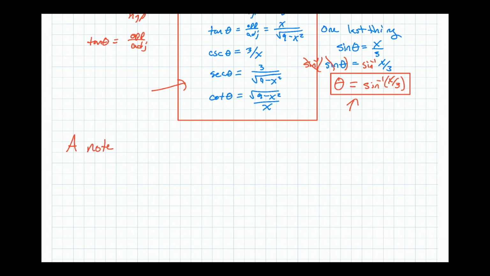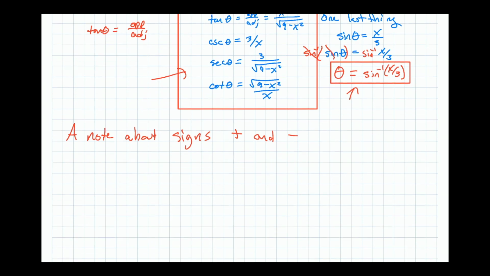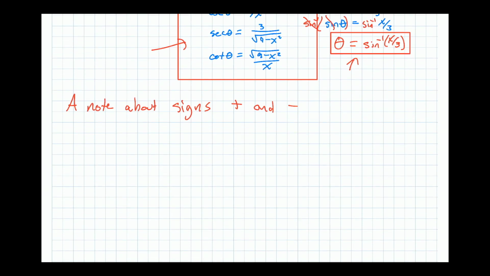Now, the next thing I want to mention is a note about signs, plus and minus signs. Here's the thing. We are often on these problems going to have something that looks like a square root of, let's say, a cosine squared x. It'll be a theta, but that completely doesn't matter. You'll have something like this, okay? And that's kind of a problem.